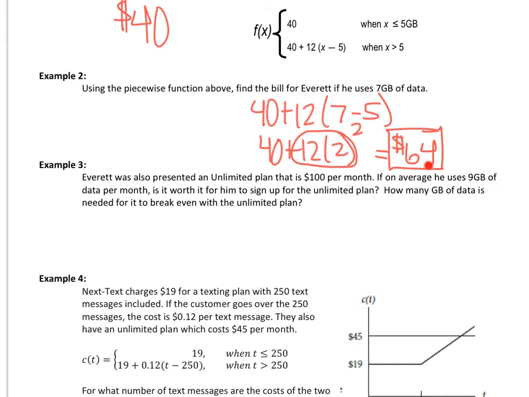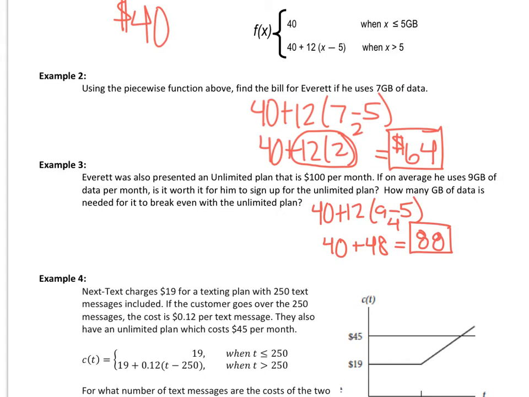Well, let's recalculate this and see what 9 is. So we're going to calculate that with 9. So 40 plus 12 times 9 minus 5. 9 minus 5 is 4. 12 times 4 is 48. So plus 48 equals 88. So even if he uses 9 gigabytes of data, it's still less than $100 per month.